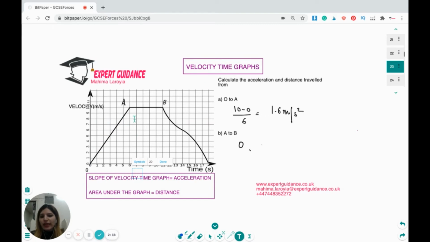So from O to A, we will do 10 minus 0 divided by 6, which is 1.6 meters per second squared. And from A to B, since there's no change in velocity, the change in velocity is 0. So the acceleration in this part will be 0.